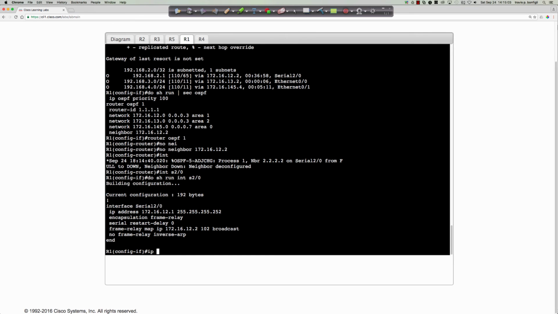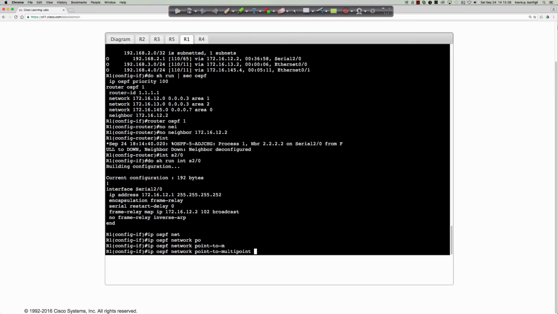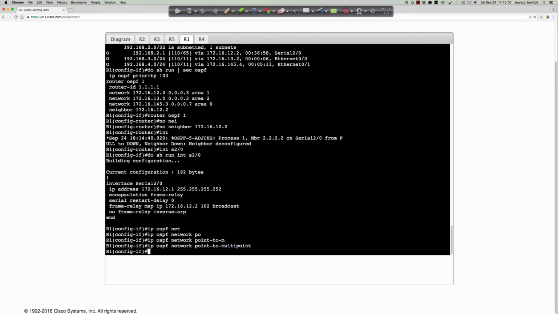you can see we've got all this information here. IP OSPF network type point-to-multipoint. And let's see, does that bring things up? But there's one thing that we have to change still. And what do you think it is?